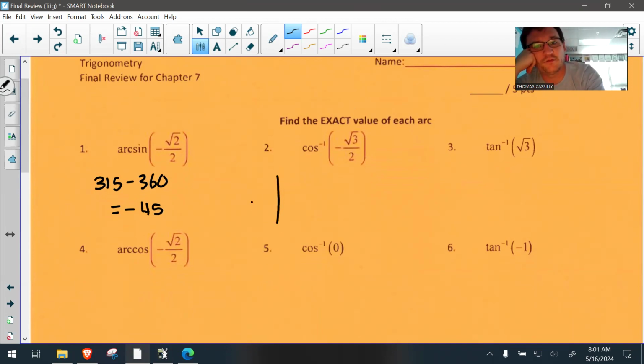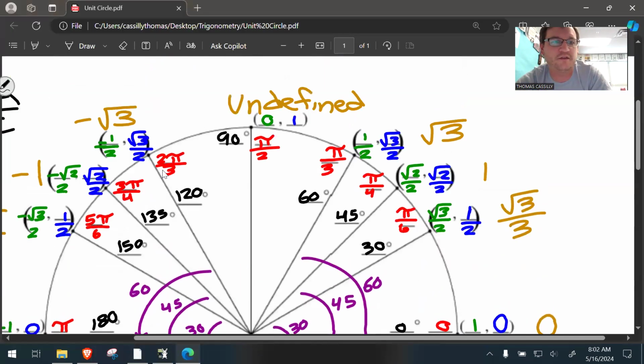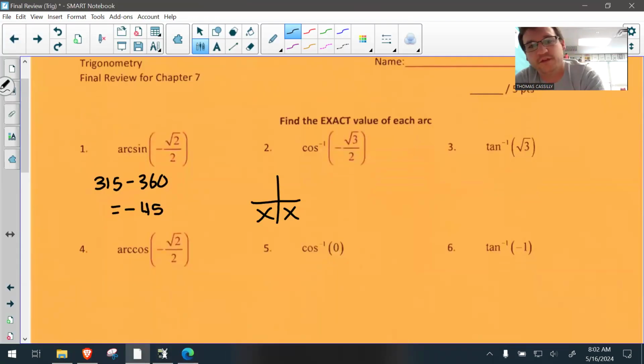This one is the inverse cosine. We know the inverse cosine is not defined in quadrants 3 and 4, so our answer has to be somewhere on the top of the unit circle. So look for that negative square root of 3 over 2 right here, and that green one is at 150 degrees.